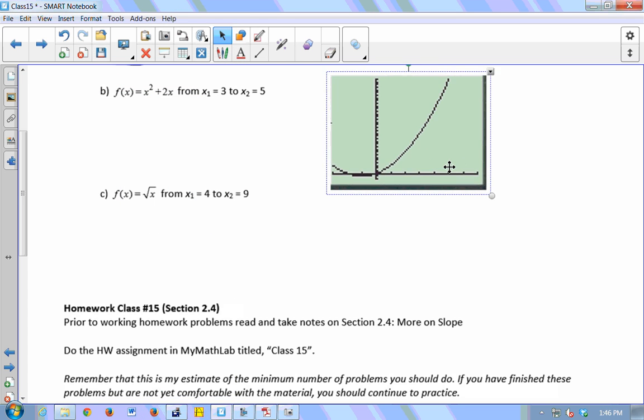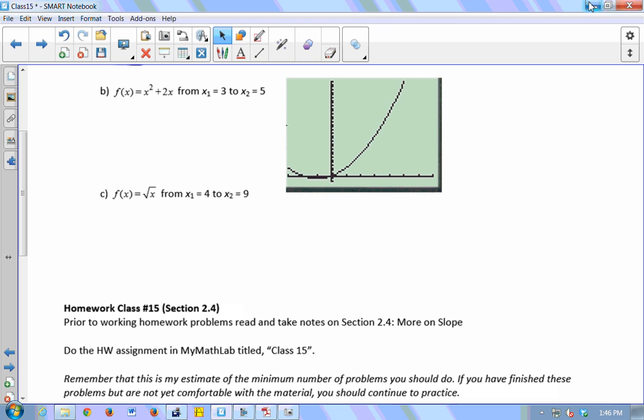Okay, so average rate of change of a function means connect 2 points on the function with a secant line and find the slope between them. So x squared plus 2x is graphed here. I want the average rate of change from x equals 3 to x equals 5. So here at 3, I put a point, and at 5, I put another point, and I want to find the slope of the line that goes through those 2 points. That's called a secant line.